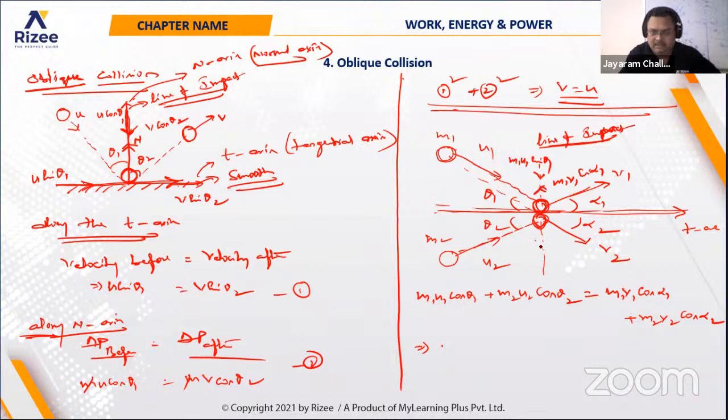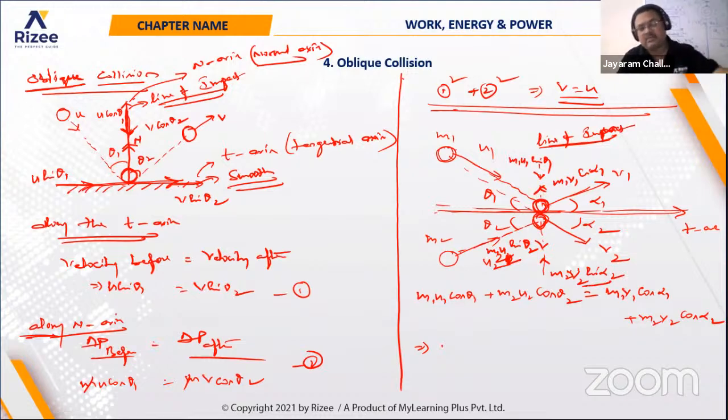You can equate the velocities in this direction also. This will be m1 u1 sine theta 1, and this will be m2 v2 sine alpha 2. So you can compare these values also along that particular direction.